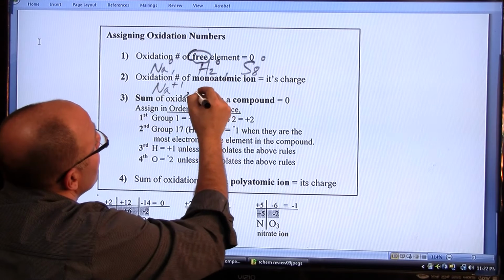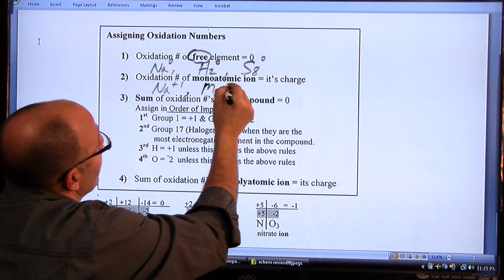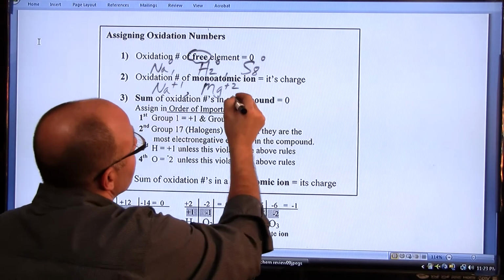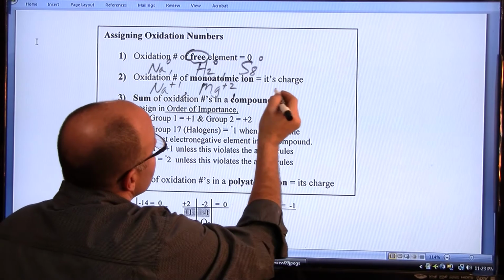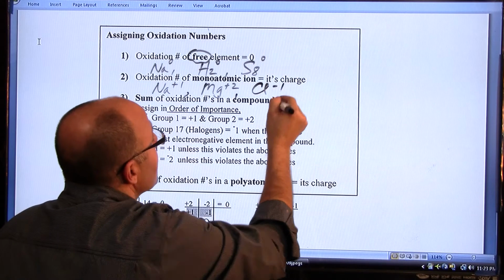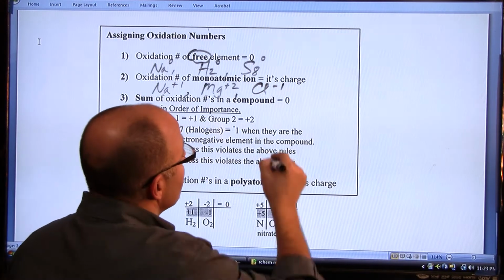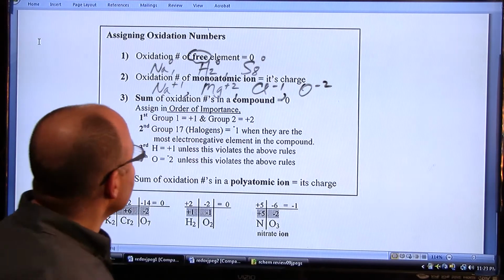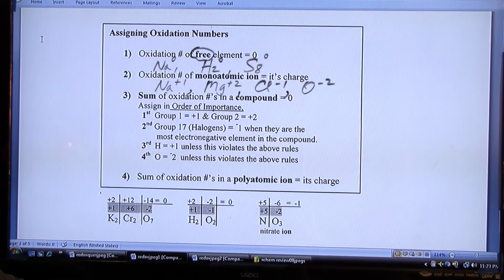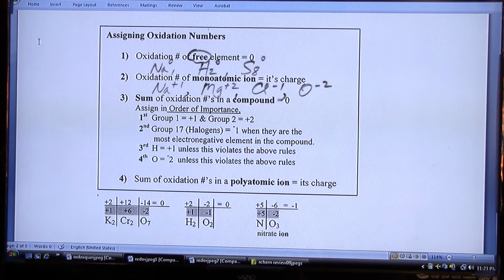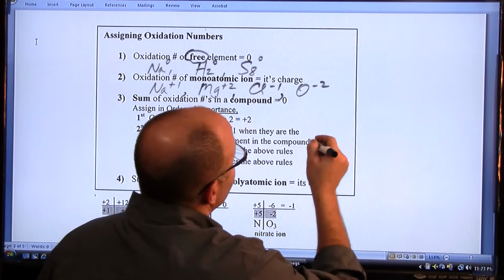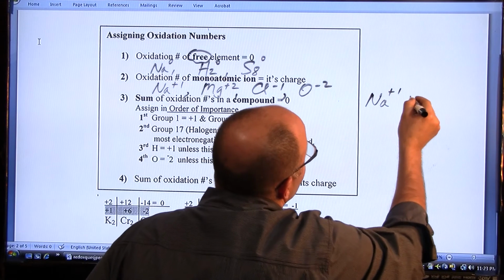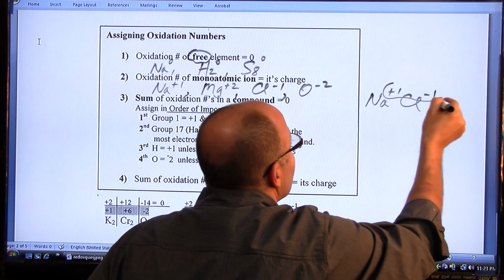Suppose I gave you, as before, Mg +2. That would be its charge and its oxidation state. And of course, let's go on the negative side, Cl -1. Its charge and its oxidation state. And O -2, etc. Next, the sum of the oxidation numbers in a compound is equal to 0. So, for example, if I gave you something like Na +1 with Cl -1, that adds up to 0.